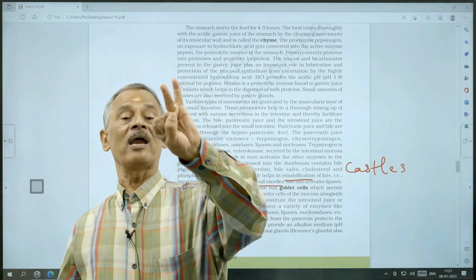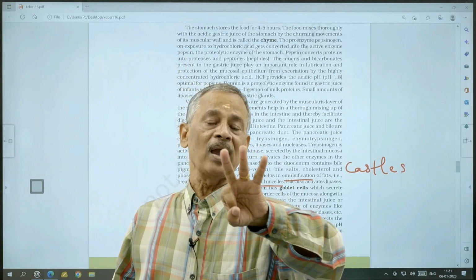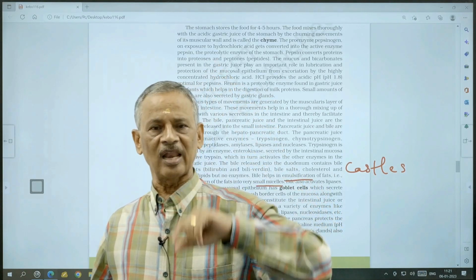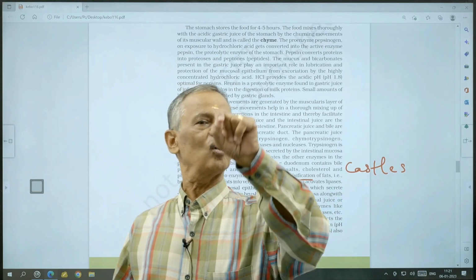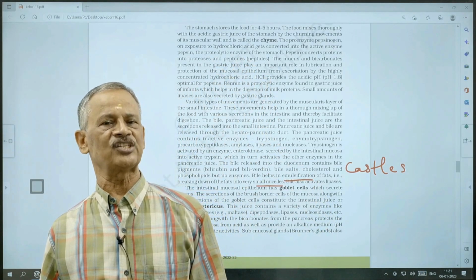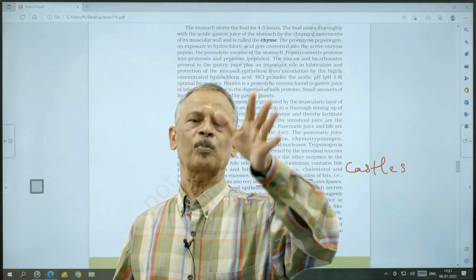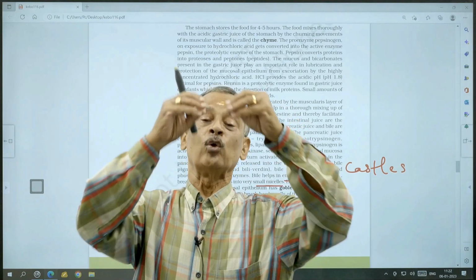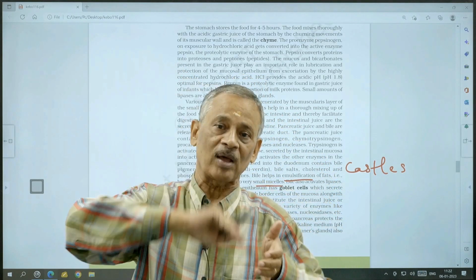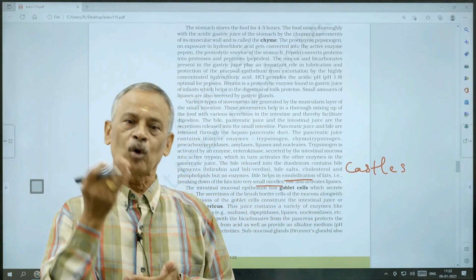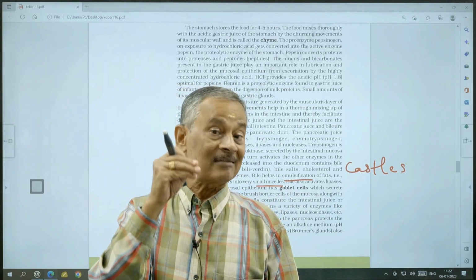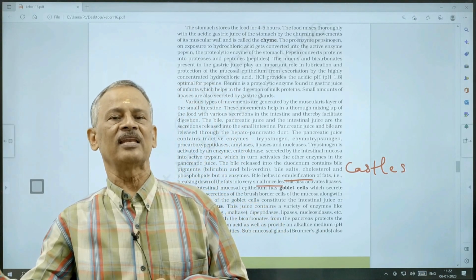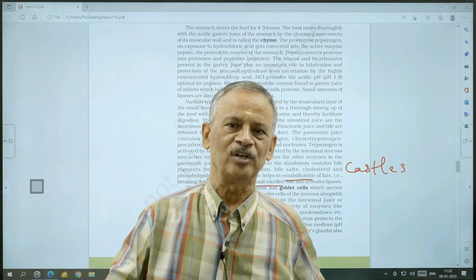Liver, that is bile. Secretion of the pancreas, pancreatic juice. Bile is alkaline. Pancreas is also producing alkaline secretion. Brunner's gland is also producing only bicarbonates and water. So this alkalinity neutralizes the acidity of the food that is coming from the stomach. Not only that, it provides the alkaline condition needed for the action of pancreatic and intestinal enzymes on food.